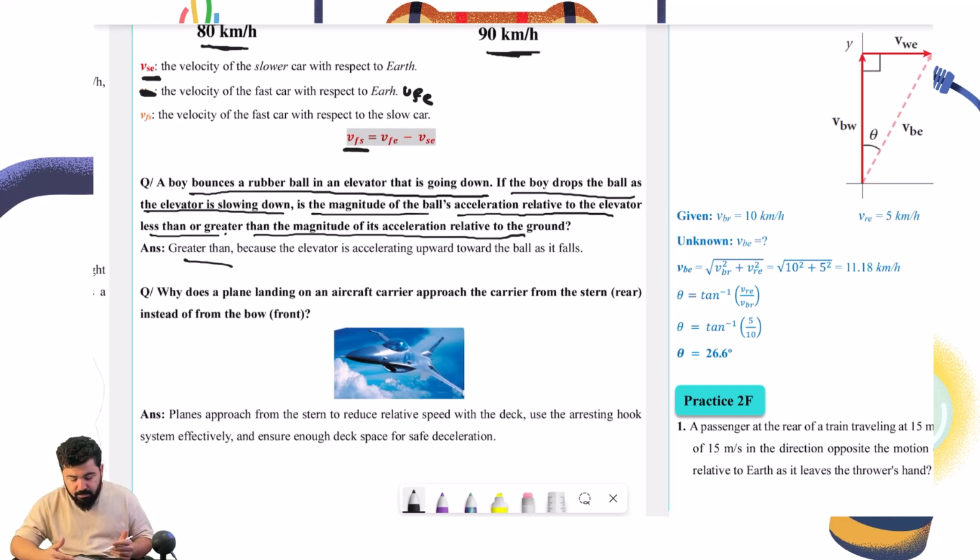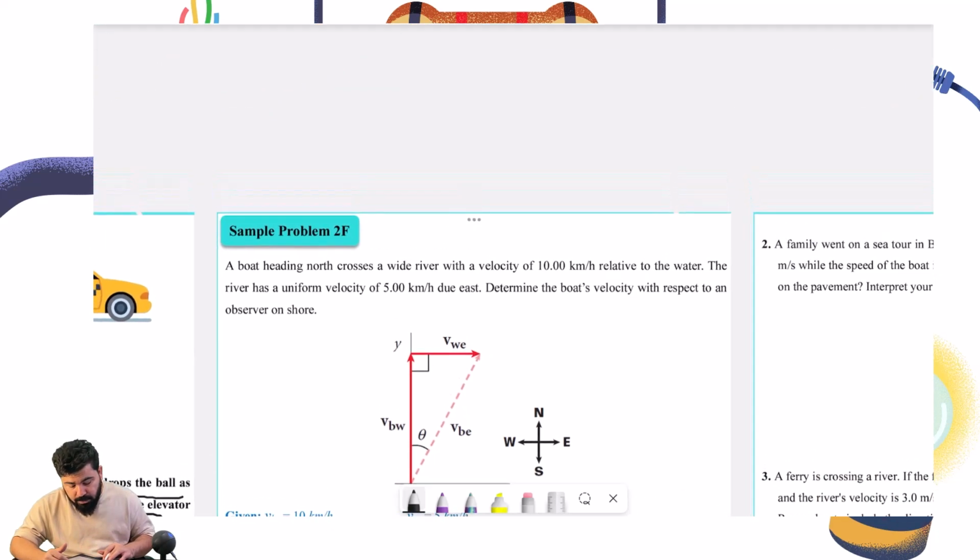Greater than, because the elevator is accelerating upward as the ball falls. Okay, so look, you have two different frames of reference. And this is also another question. Let's move on to sample problem 2F.